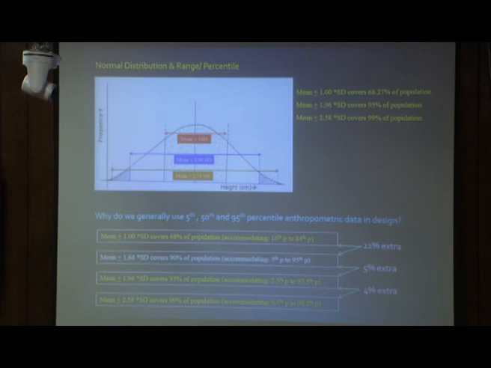This area means mean plus 1.64 SD. If we use that, then we can cover 90% of the population. We are considering the 5th percentile to the 95th percentile of the anthropometric data. If we use the 5th percentile to 95th percentile anthropometric data, then we are actually covering 90% of the population. But for that purpose, how much SD are we using? We are using only 1.64 times SD.